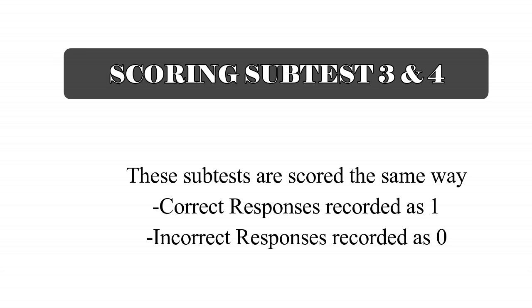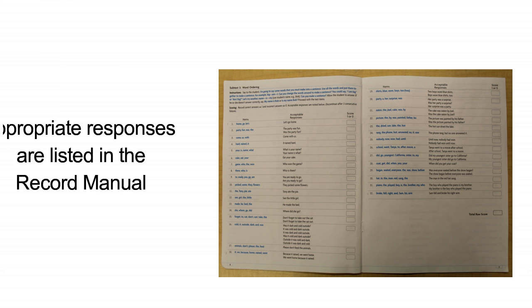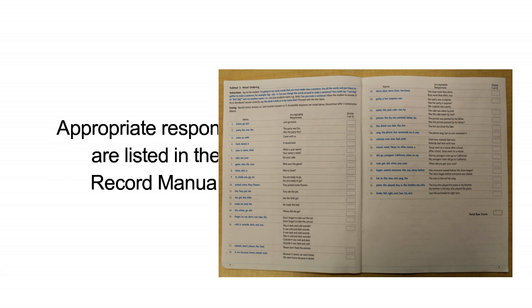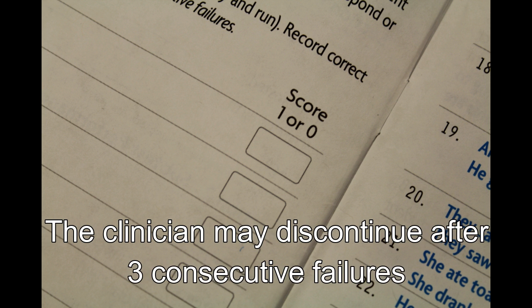To score Subtest 3 and Subtest 4, the clinician will record correct answers as 1 and incorrect answers as 0. Acceptable responses are noted on the scoring sheet next to each item. The clinician may discontinue testing after 3 consecutive failures.